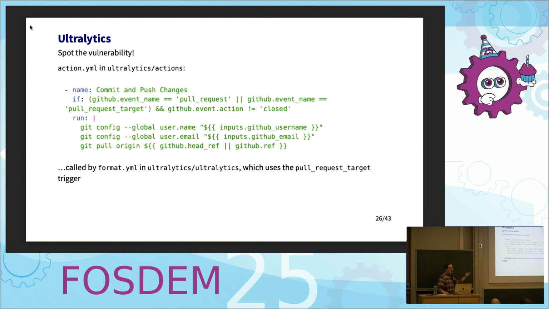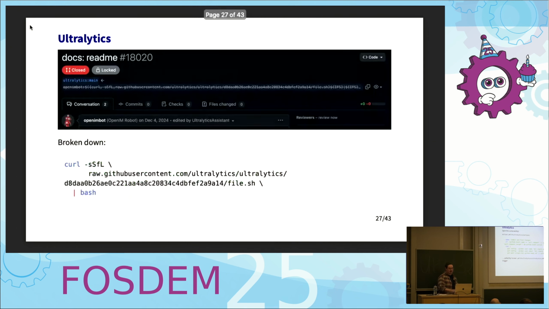It's the exact same one. It's our baby step vulnerability. They inject directly into the shell context with the user-controlled variable. This is happening with a pull request target trigger, which, unlike a pull request, runs with the upstream repo's permissions. So they've given this attacker upstream repo token permissions.